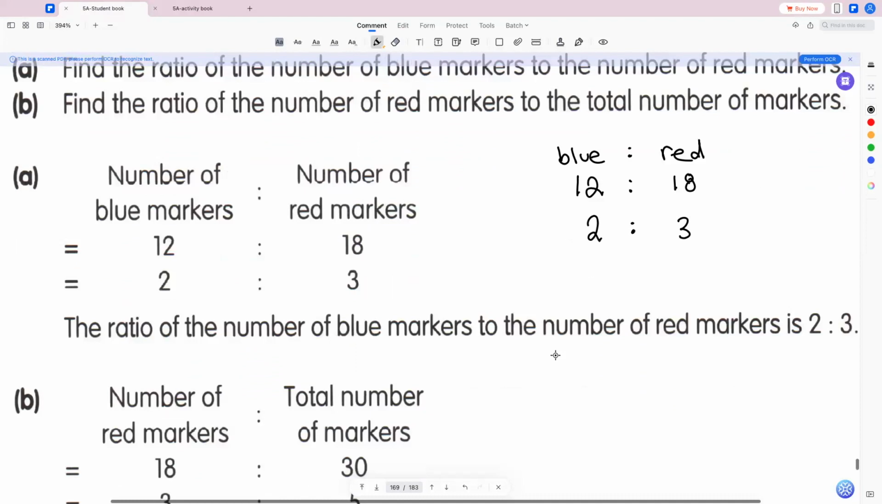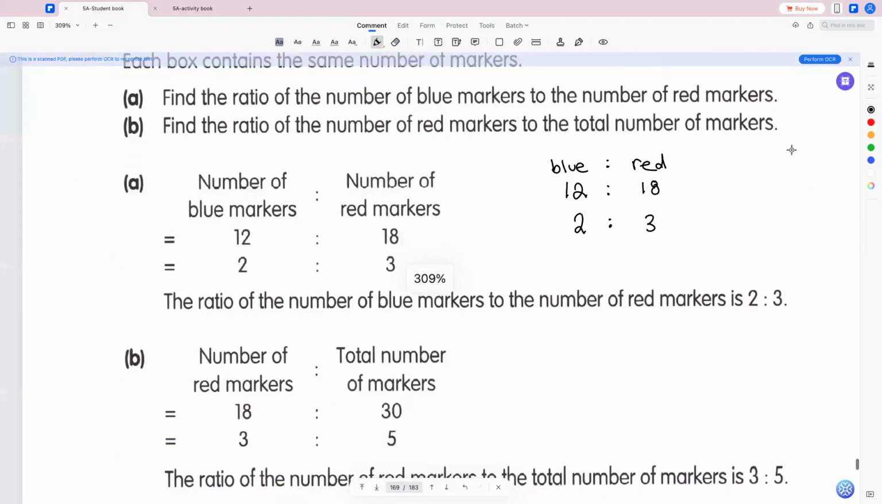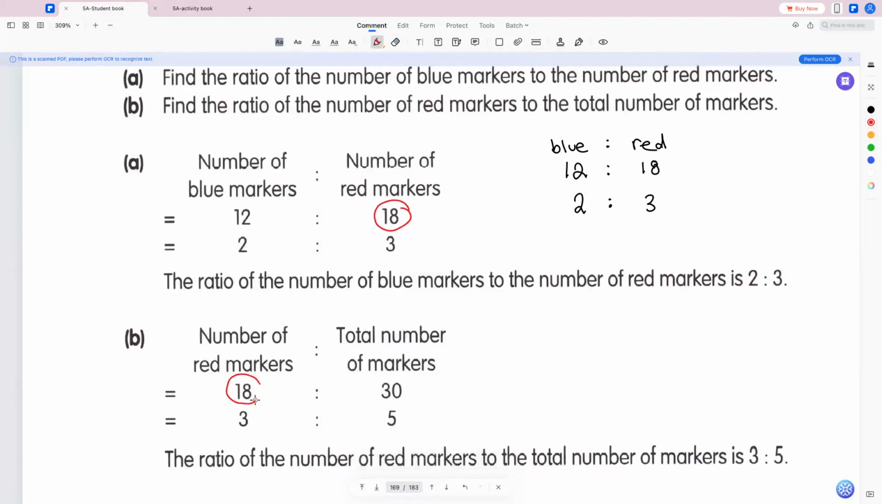Okay, let's see. So we know from the previous question that we had 18 red markers. Okay, so we're going to fill in 18 as our first value, right? Find the ratio of red markers to the total number of markers. So this would be both the red and the blue. Okay, now all you have to do is add 12 plus 18. We know we have 12 blue markers, 18 red markers. So we add that up, we get 30, which is how we got this value.